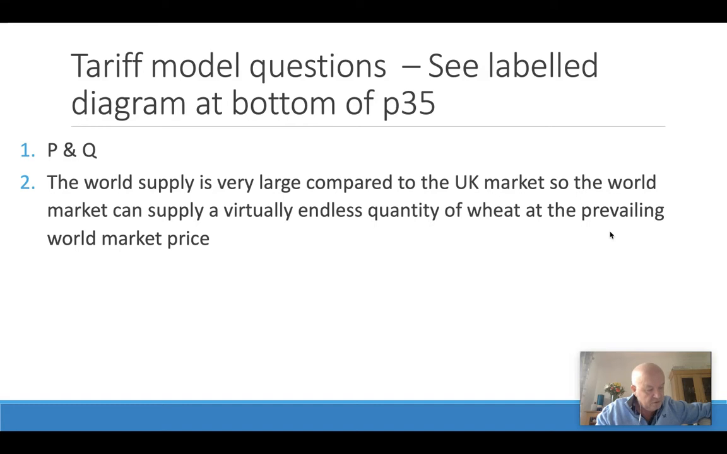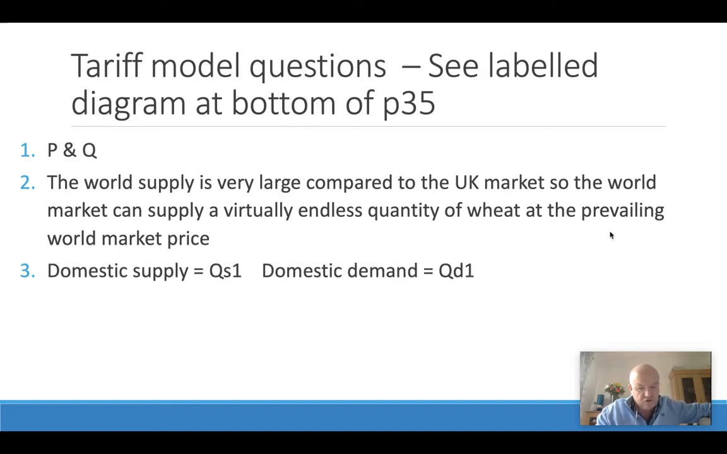So you'll need to look at your original diagram and then draw in basically our domestic supply would be QS1 and our domestic demand would be QD1. Okay, so similar to what we've shown before, but shown in a slightly different format. Let's take a look at the fourth question then.